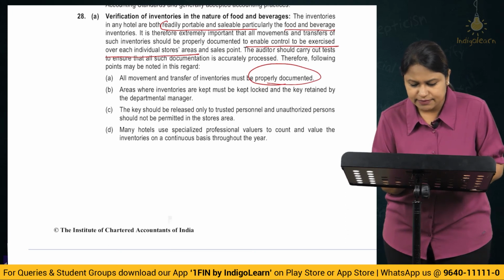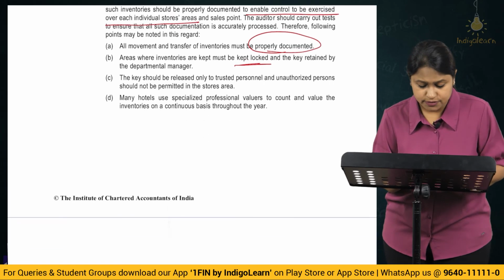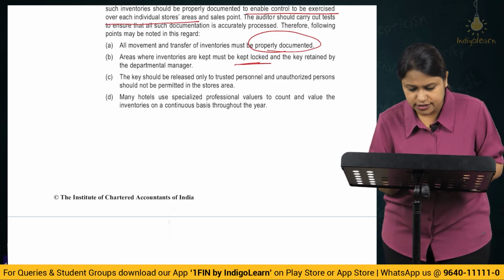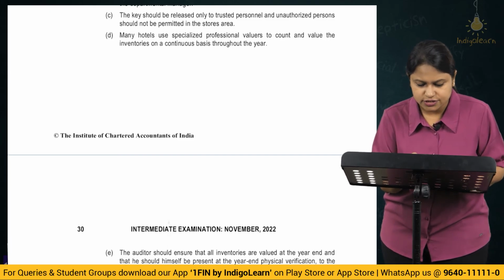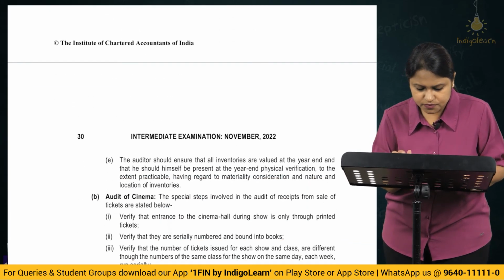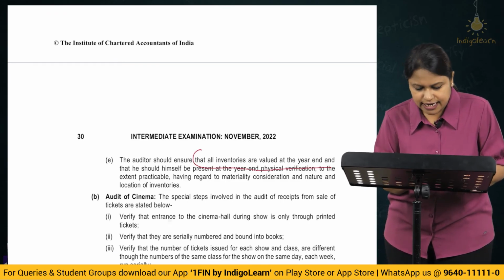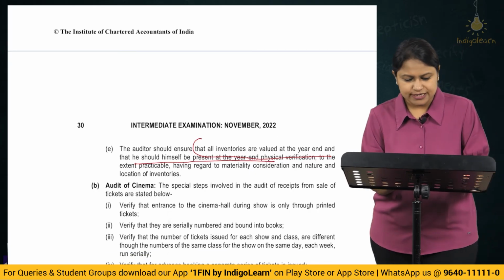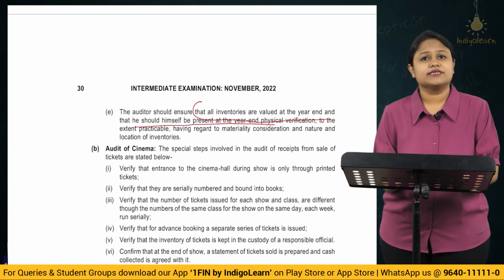Areas where inventories are kept must be kept locked and the key retained by the departmental manager because theft is possible. The key should be released only to trusted personnel, and unauthorized persons should not be permitted in the stores area. Many hotels use specialized professional valuers to count and value the inventories on a continuous basis throughout the year. The auditor should ensure that all the inventories are valued at the year end, and he should himself be present at the year-end physical verification to the extent practicable, having regard to the materiality consideration and nature and location of the inventories. Okay.